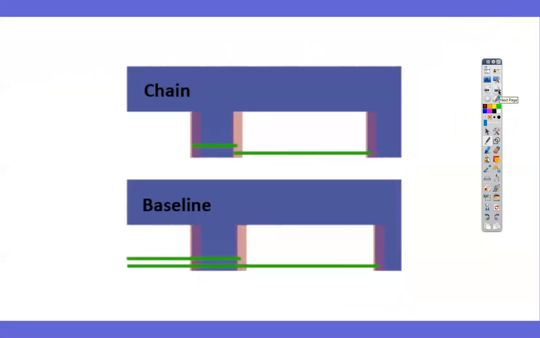So here I've got a little animation showing those. You can see here in chain, the green line is the ideal distance, and the pink is the size of the tolerance zone. In chain, as the part moves, the tolerance zone moves. This one moves a little bit, this one moves a lot. In baseline, the tolerance zone stays still, and the part can just move within those.